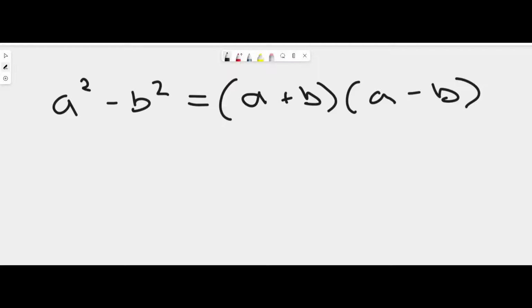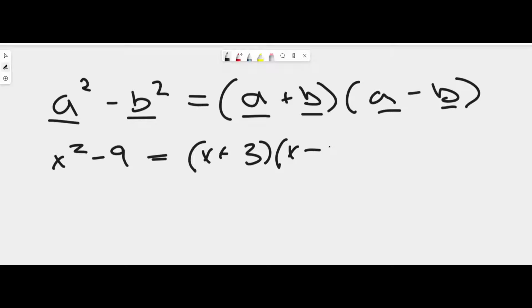Now that we've looked at the example with x minus 3 and x plus 3, let's look at the actual formula. In the formula we see that a squared minus b squared is equal to a plus b times a minus b. Let's apply that to our example. So x squared minus 9 is equal to x plus, what's the square root of 9? We went over it, it's 3. And then x minus 3. And we already got the answer.